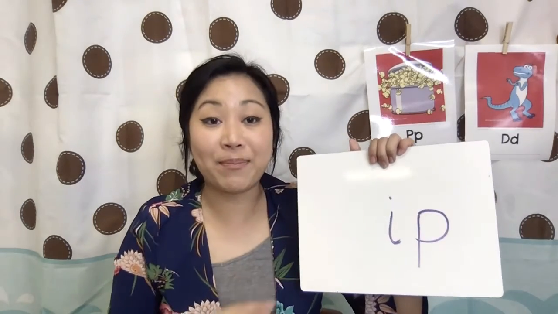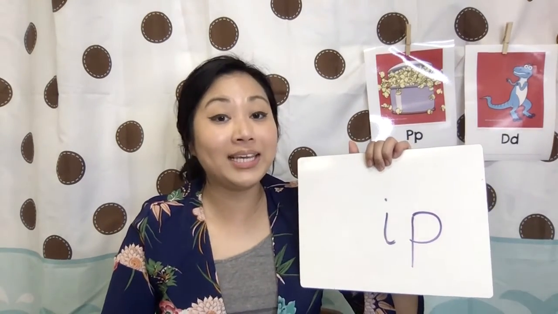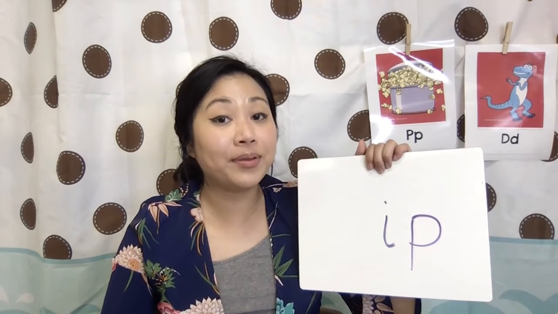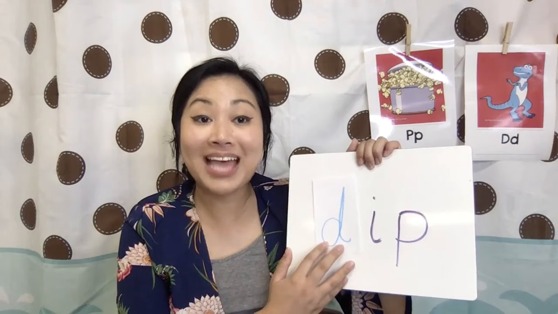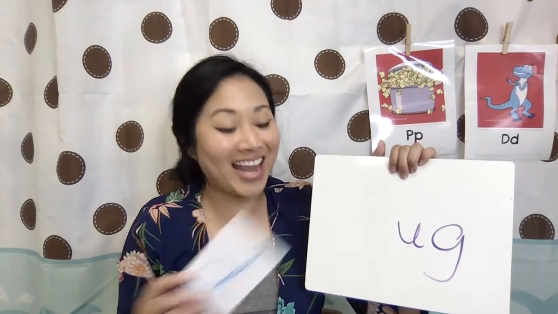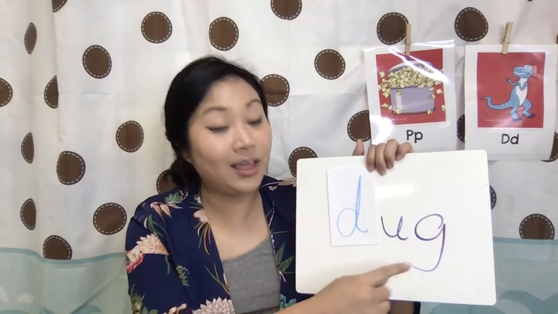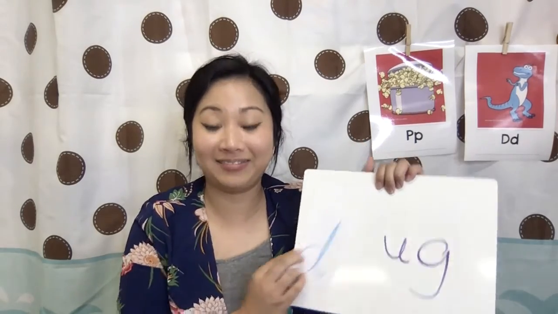This says ip. What letter do I need to make it say dip? That's right. I need a D because when I put the sounds together, d, ip says dip. This says ugh. What letter do I need to make this say Doug? That's right, I need a D because when I put the sounds together, d, ugh says Doug.